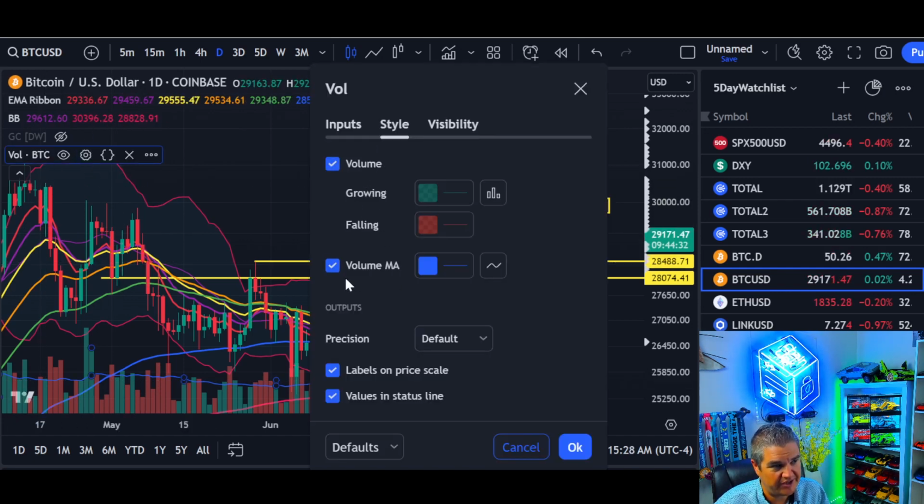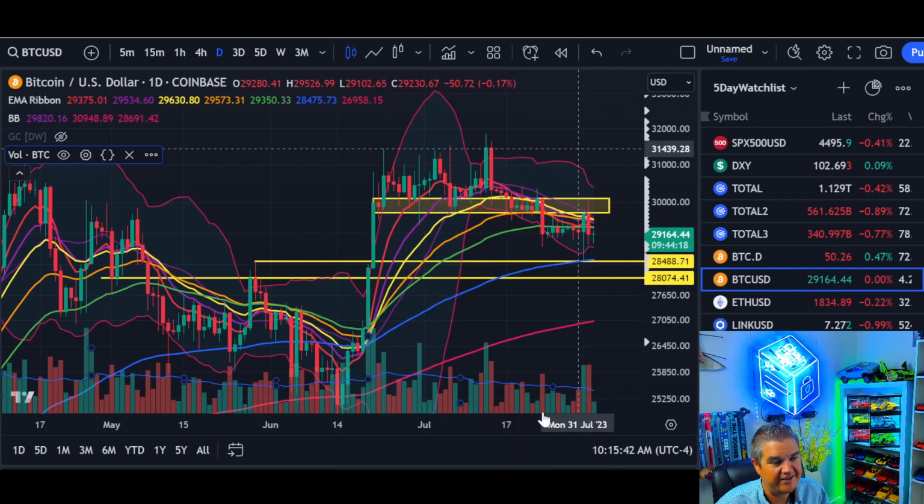So to do that, you click on your volume settings, your little cogwheel there, hit your style, go over to style. I think it'll default to that, but go over to style and you just check that. Volume moving average, that's what that is. So that's how to do that.